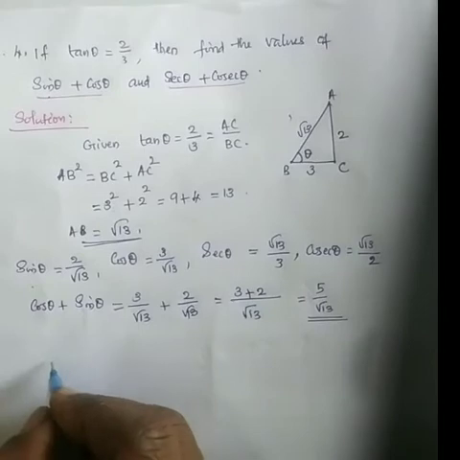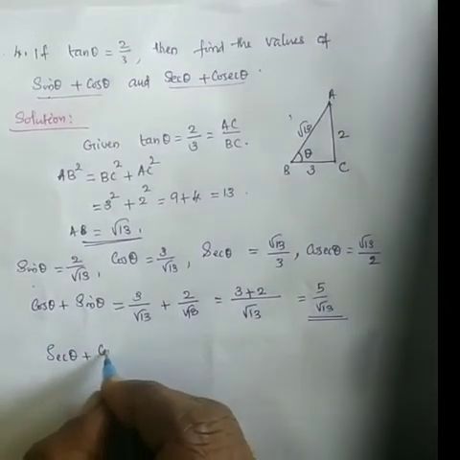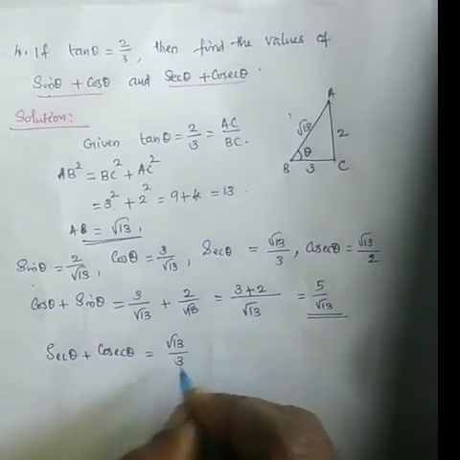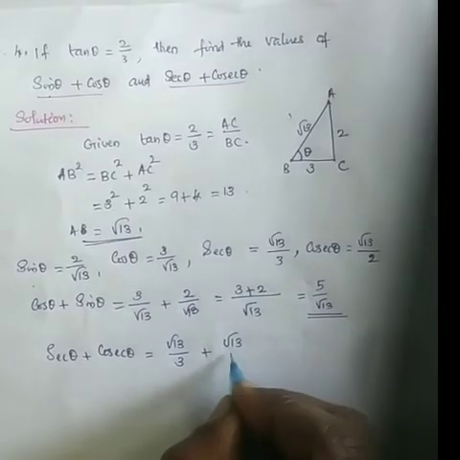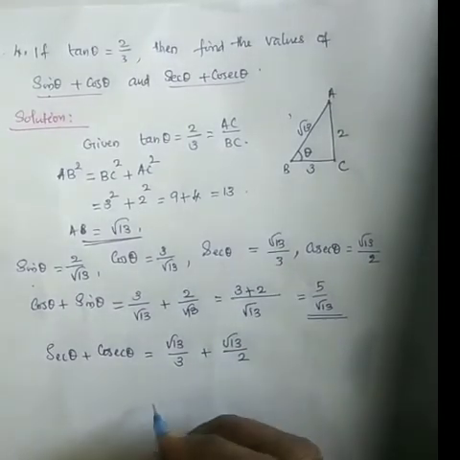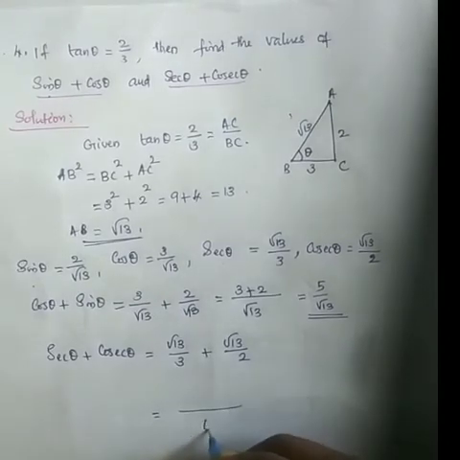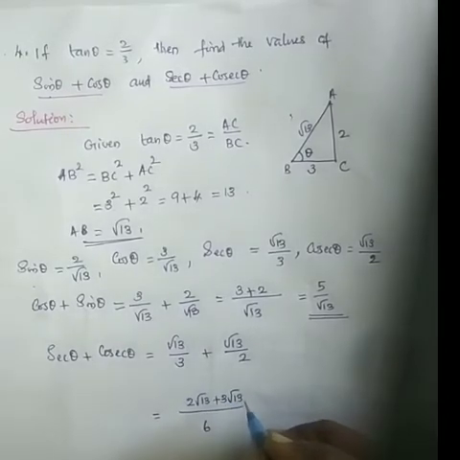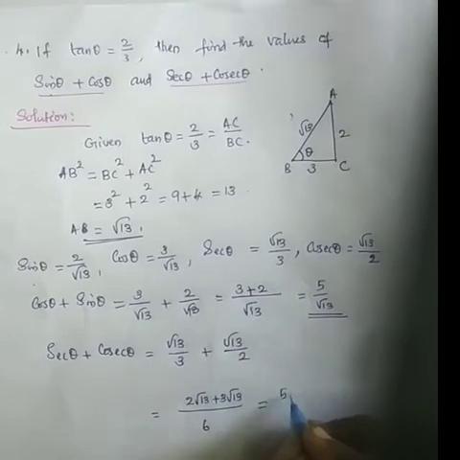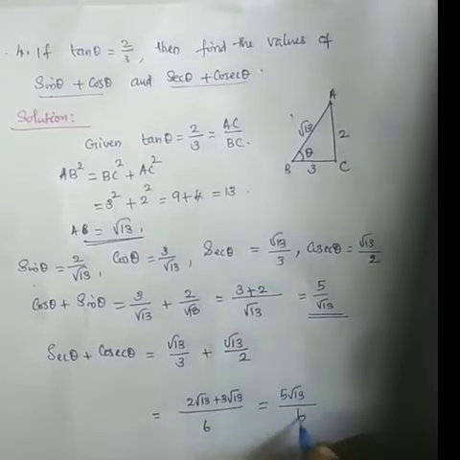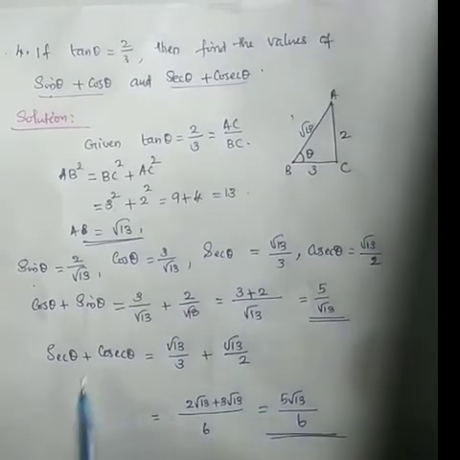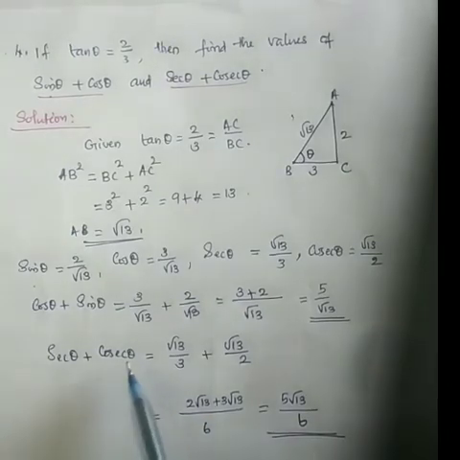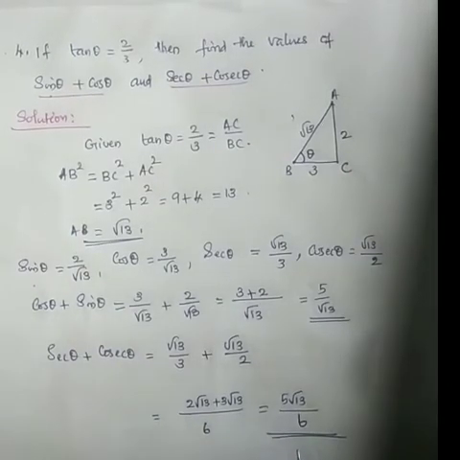Okay. Then next one, sec theta plus cosec theta. The value of sec theta is root 13 by 3 and cosec theta is root 13 by 2. Taking LCM as 6, that is 2 root 13 plus 3 root 13, equal to 2 plus 3, 5. 5 root 13 divided by 6. Okay. Therefore, sin theta plus cos theta is 5 by root 13 and the value of cosec theta plus sec theta is 5 root 13 divided by 6.